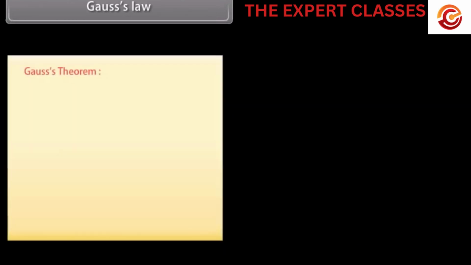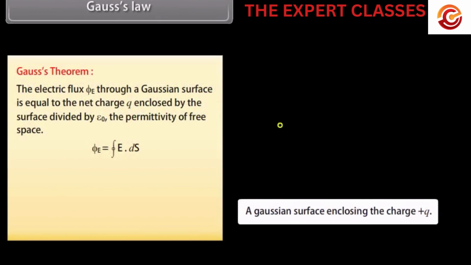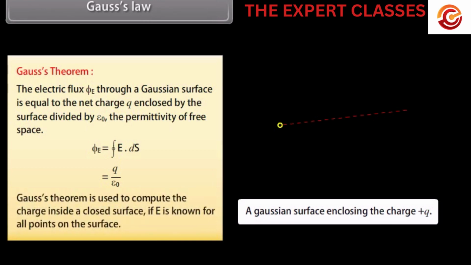Gauss's law. Gauss's theorem: The electric flux phi E through a Gaussian surface is equal to the net charge Q enclosed by the surface divided by epsilon naught, the permittivity of free space. Gauss's theorem is used to compute the charge inside a closed surface if E is known for all points on the surface.